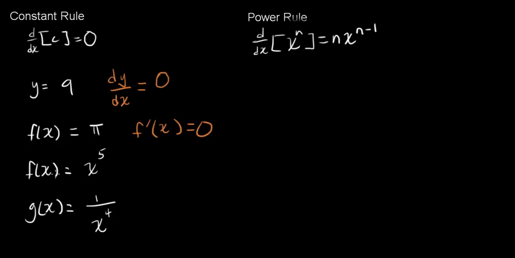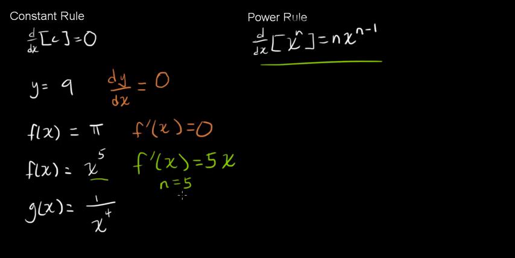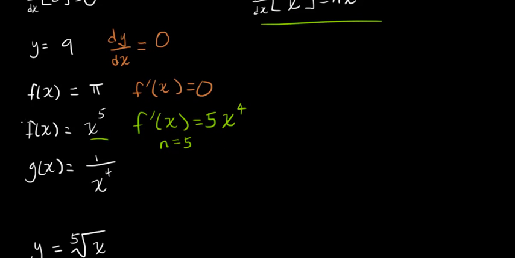Let's try the third one. f of x is equal to x to the 5th power. What is f prime of x? Well, we can use the power rule, which states that the derivative of x to the nth power is equal to n times x to the n minus 1 power. In this case, x to the nth power is x to the 5th power, so n is equal to 5. So we know the derivative is going to be n, which is 5, times x to the n minus 1, or in this case 5 minus 1, which is going to be 4. So f prime of x is 5x to the 4th.